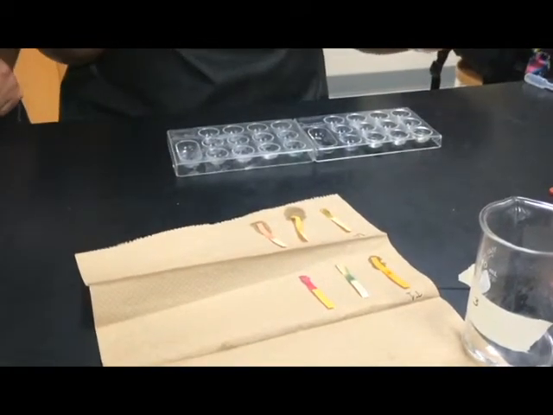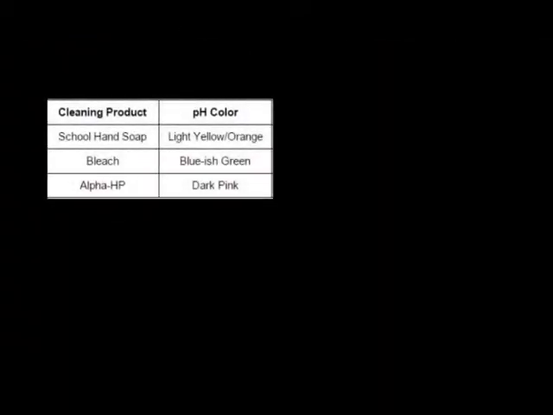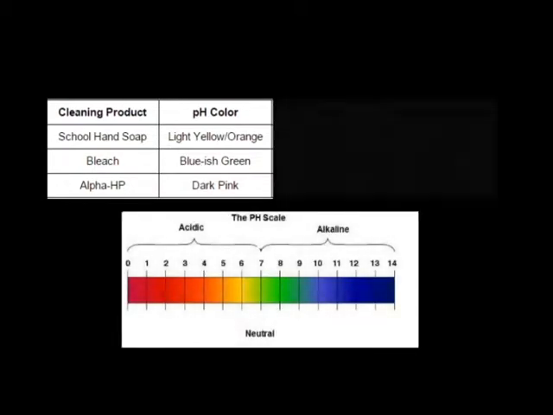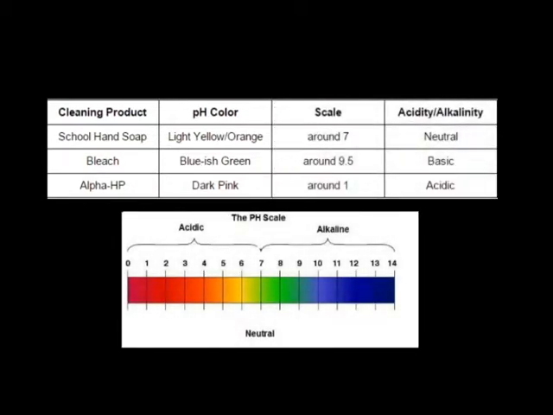Once the pH strips are dry, record the color of the pH strips of each sample you tested. From the color key that came with the pH paper, identify the approximate pH of each solution.